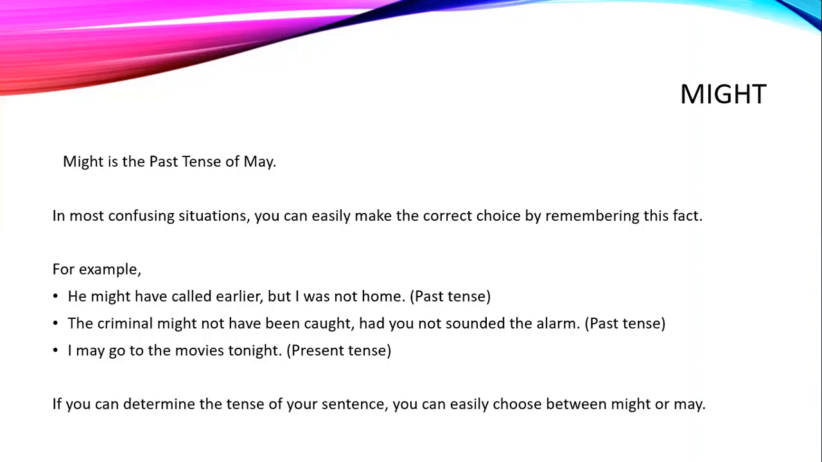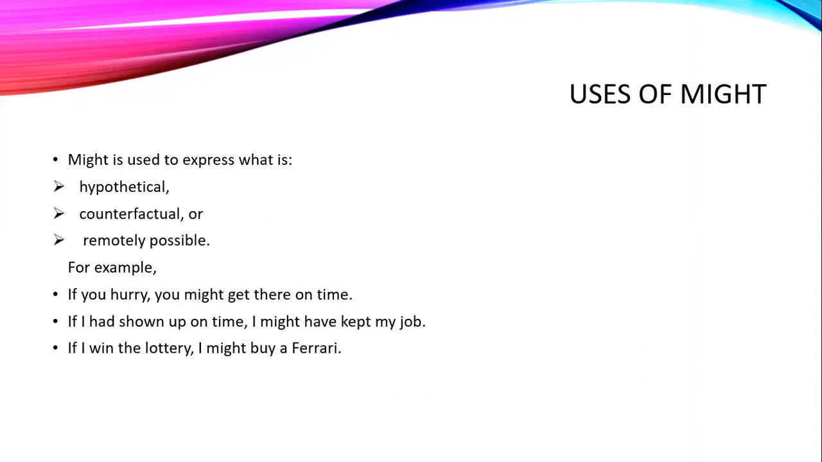And to avoid confusion, you can easily see what is the tense of your sentence. If it is present tense and you want to use may or might, and there is a problem of selection which to use, so feel confident if it's present tense to use may, and if it is past tense, then confidently use might. Okay, there is no big deal in it.